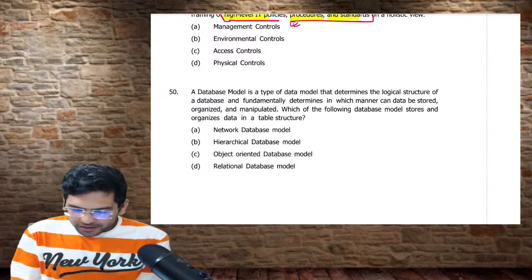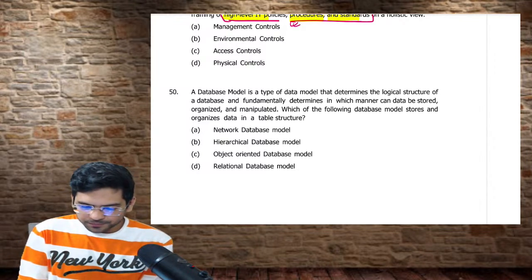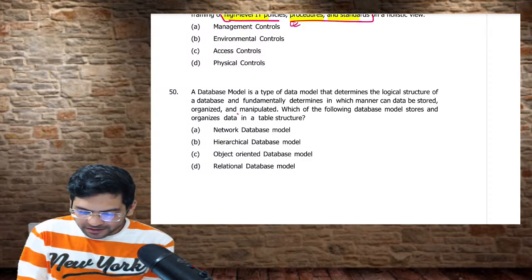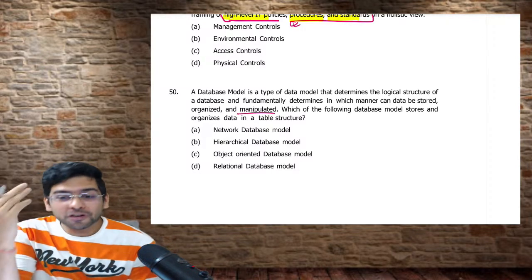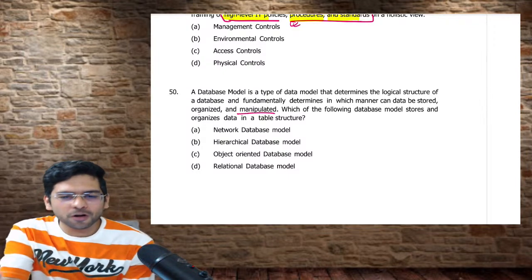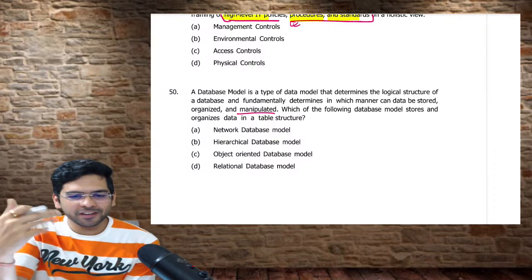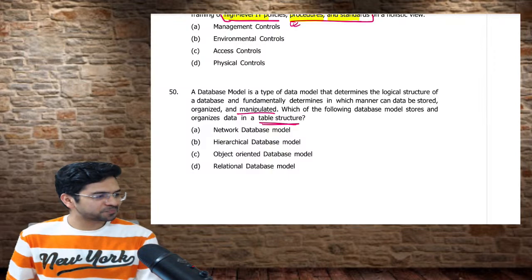A database model is a type of data model that determines the logical structure of a database and fundamentally determines in which manner data can be stored, organized, and manipulated. So they have just given a definition of data model. Which of the following database models stores and organizes data in table structure? Again, a very simple question.